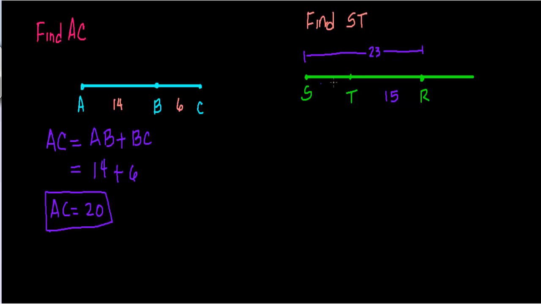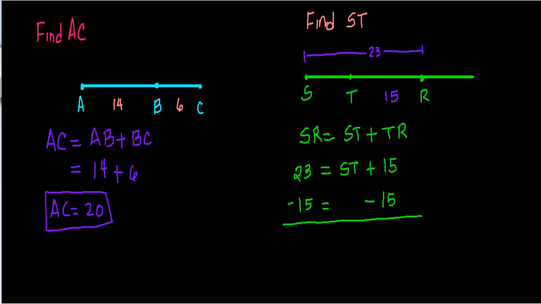For this one, find ST right here. Let's write our statement for this segment. We know that SR, the whole thing, is equal to ST plus TR. Let's substitute the values that we have. SR is 23, so I'm going to write 23 equals ST, which is what I'm looking for, plus TR. I know TR is 15. So if I want to find ST, I have to isolate ST, which means I'm going to subtract 15 from each side of the equal sign. So 23 minus 15 is 8. 8 is equal to, and this cancels out to 0, ST. So ST equals 8. And there you have it.